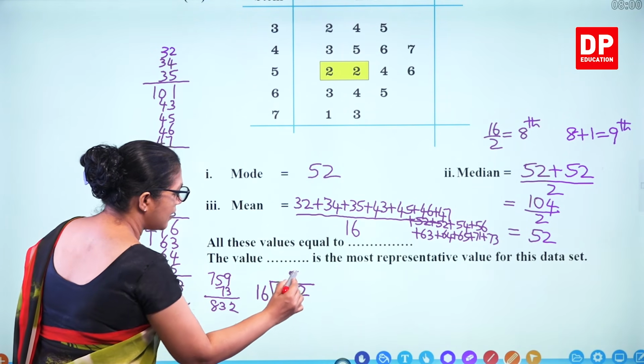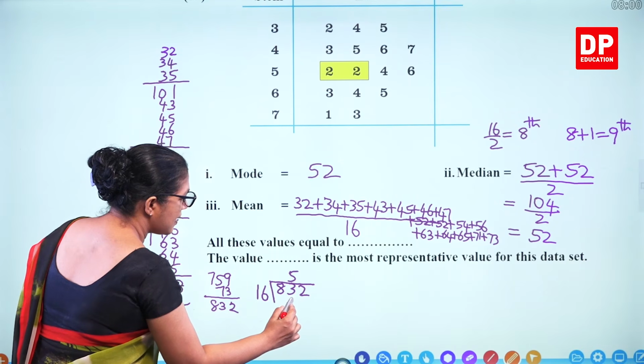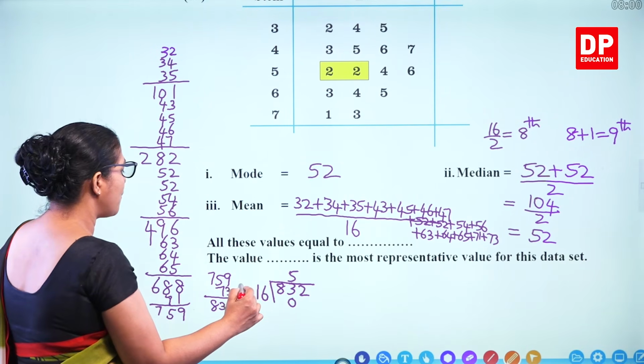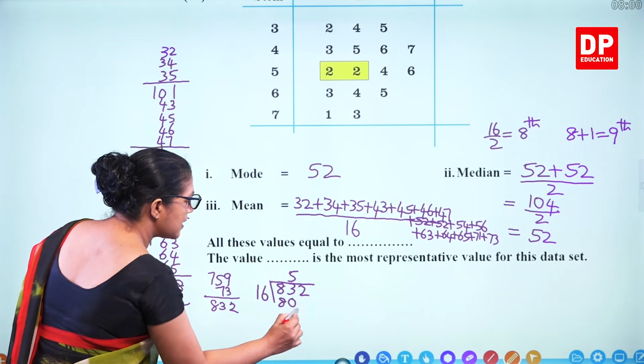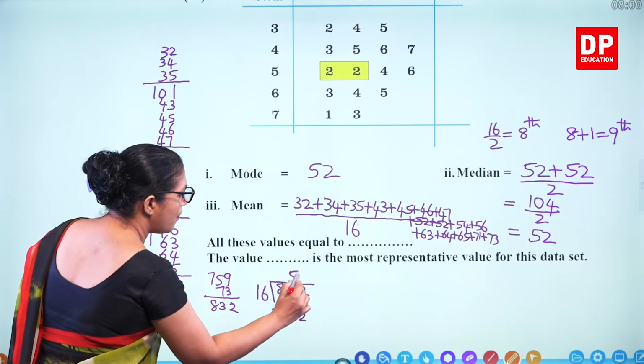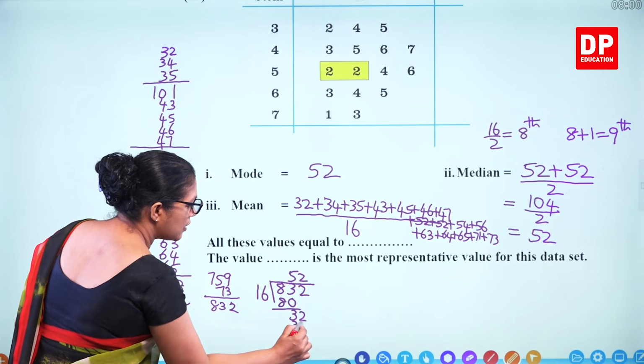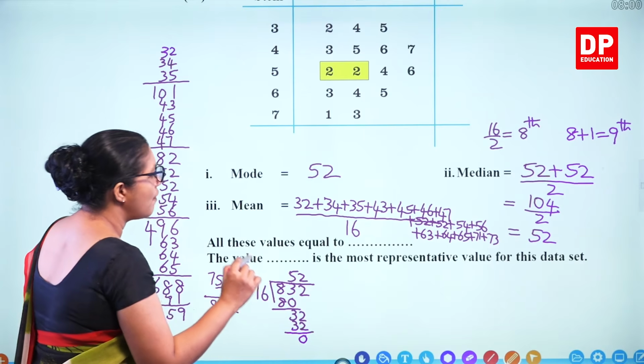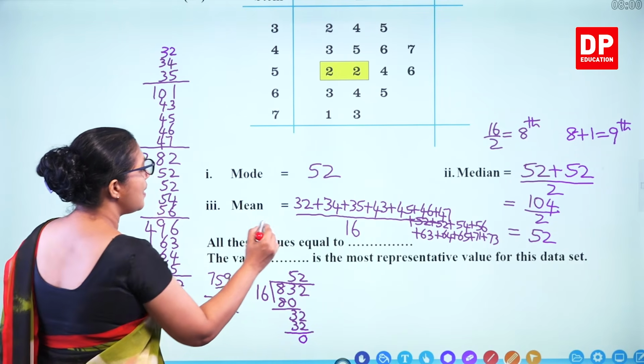So 5. That's 5 times 6, 30. 5 times 1, 5 plus 3, 8, 80. Then 32, that's 2. 32. So the answer is 52 as the mean value.